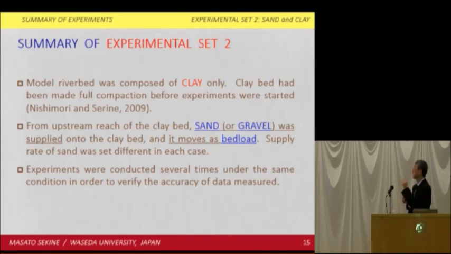As to the second experimental set, the model riverbed was composed of clay only. The clay bed had been fully compacted before the experiment was started. From the upstream reach of the clay bed, sand or gravel was supplied onto the clay bed, and it moves. Sand moves as bedrock.